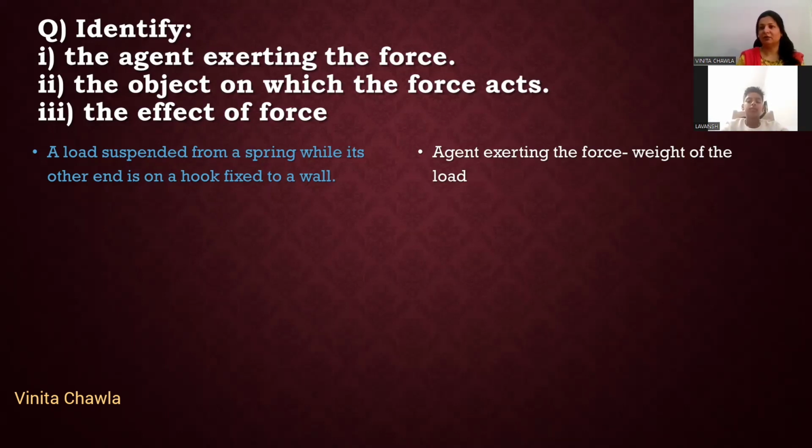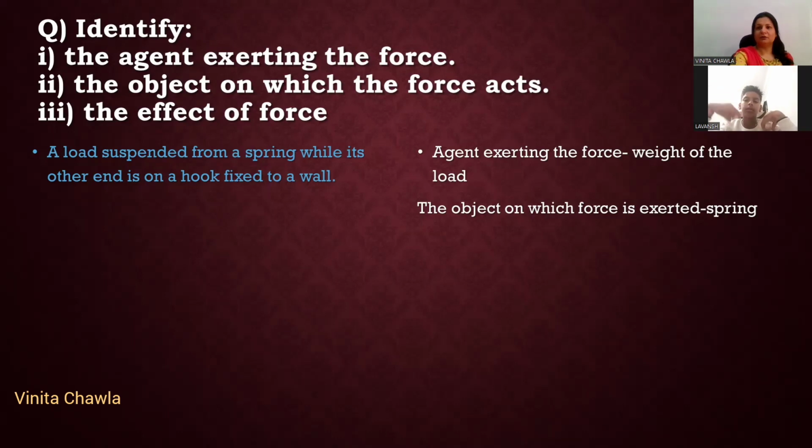Right? And what is the object? Name the object on which the force acts. The object is the spring. And what is the effect of force? It changes shape. There will be extension in the spring. When we connect the weight, it will stretch in the downward direction. Its length will increase, right? So there is a change in shape.